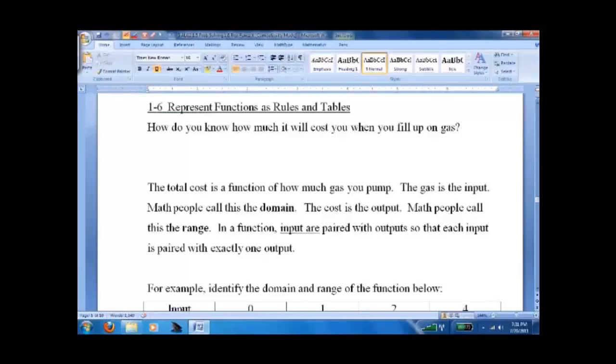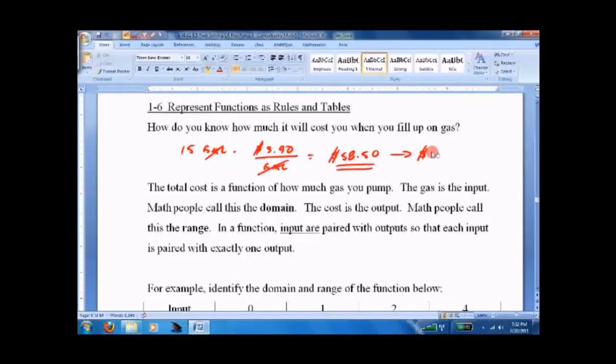How do you know how much it will cost you when you fill up on gas? Not afterwards, but beforehand. Well, your tank's almost empty, and let's say you have a 15-gallon tank. And you know that it costs, these days, let's just say, $3.90 per gallon. Gallons cancel. We multiply. We get $58.50. So we have a 15-gallon tank, and we know it's not quite full. We can say that would be about, say, $55.